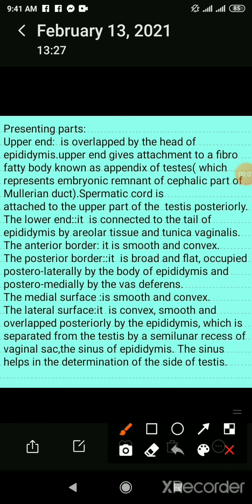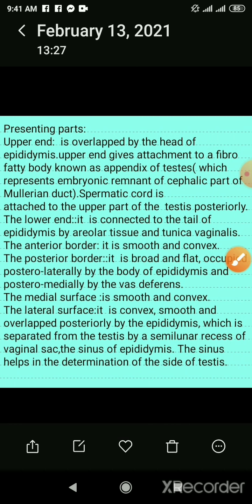That means the testis is separated posteriorly from the epididymis by a semilunar recess, which is known as sinus of the epididymis. And this sinus of the epididymis helps in determination of the side of the testis. That means whether it is a right-sided or left-sided testis. That means sinus of the epididymis will always lie posterolaterally. Now let's see, so it will be more clear.